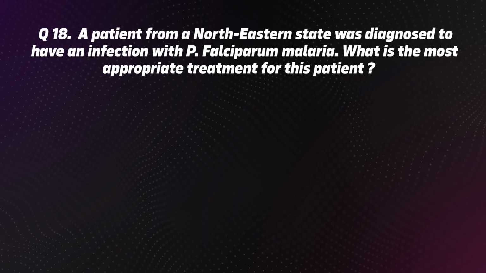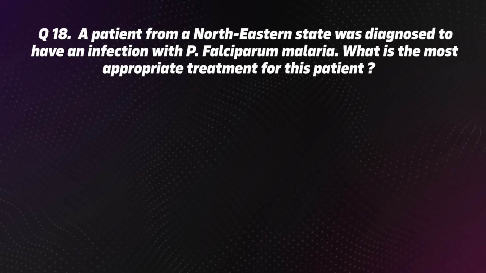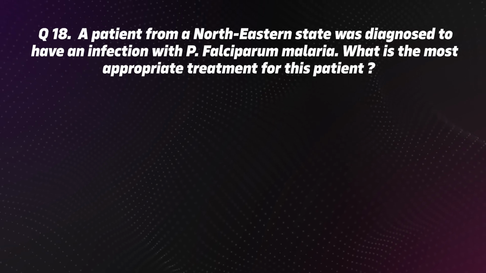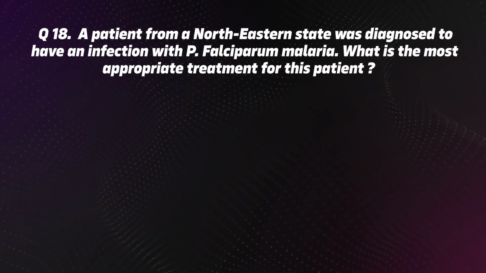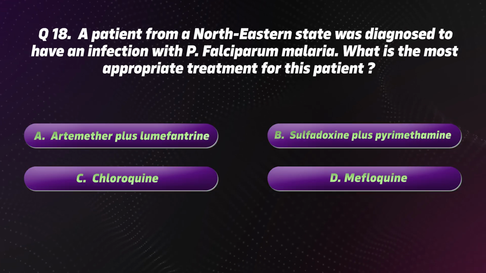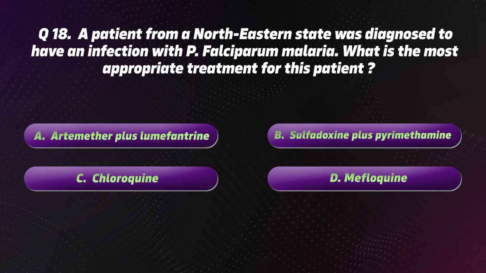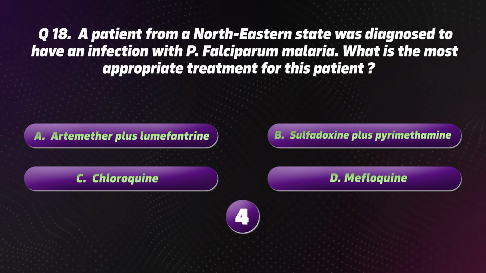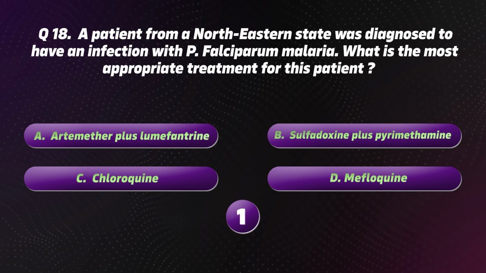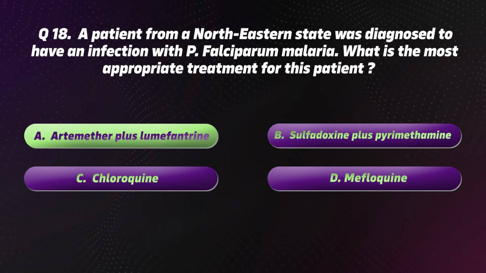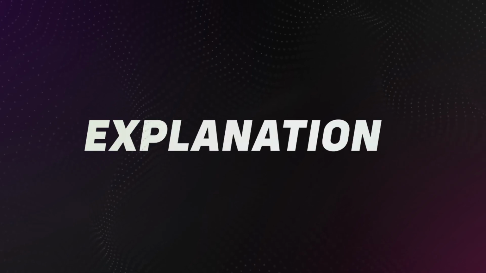Question 18. A patient from a northeastern state was diagnosed to have an infection with P. falciparum malaria. What is the most appropriate treatment for this patient? Here are the options. A. Artemether plus lumefantrine. B. Sulfadoxine plus pyrimethamine. C. Chloroquine. D. Mefloquine. And the correct option is A, Artemether plus lumefantrine.